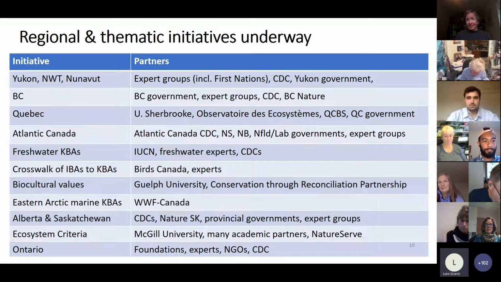I won't go through all these. This is just a quick overview showing that we have all of these mostly regional initiatives, so coverage across all of Canada at this point, and also some more thematic initiatives, like identifying all freshwater key biodiversity areas across the country with a wonderful group of freshwater experts from across the country as well.